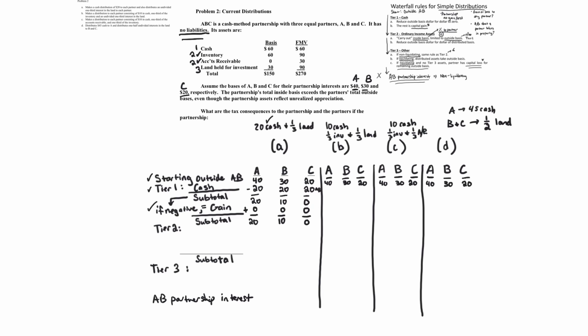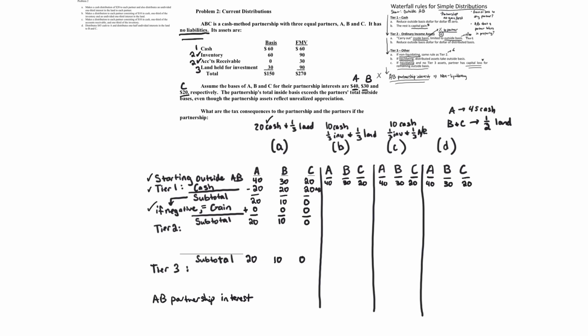Now we go to tier 2. In A, are we receiving any tier 2 assets? Remember in our list, inventory and accounts receivable, and we're not. We get cash and land. Therefore, we go to tier 3. We bring down our subtotal. So our subtotal for A is 20. Subtotal for B is 10. Subtotal for C is 0. So we now go down to tier 3.